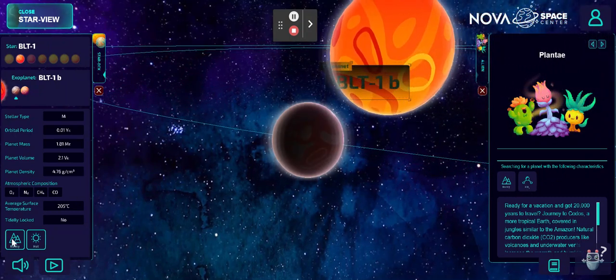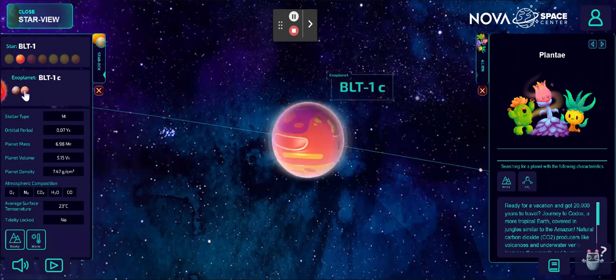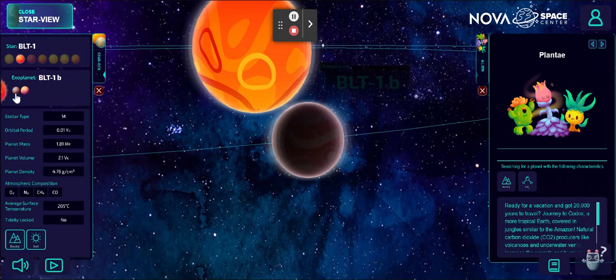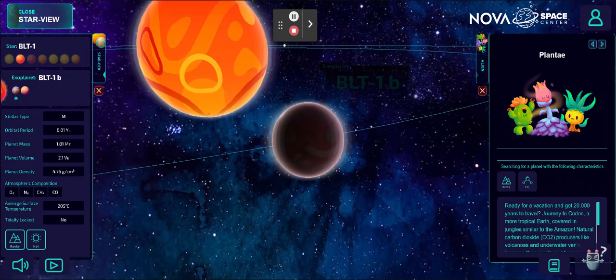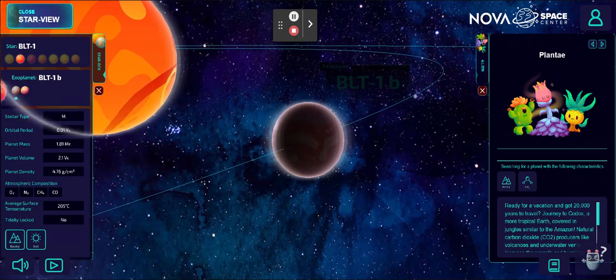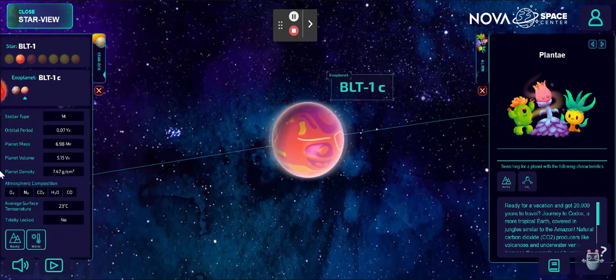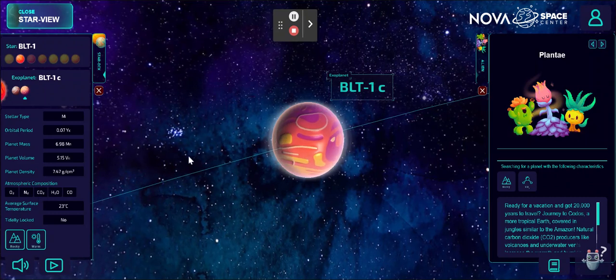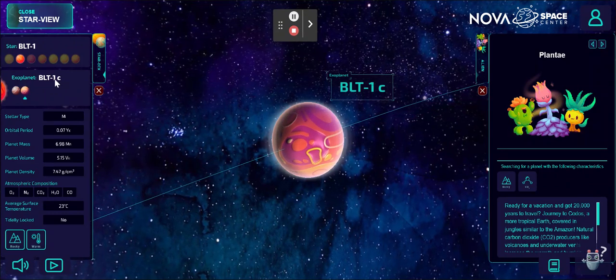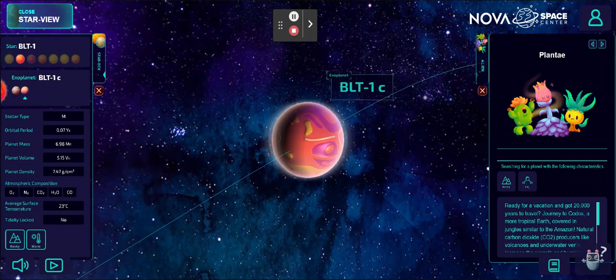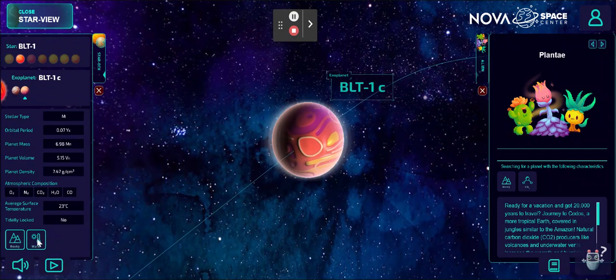So I look over here and I have rocky, okay, and then the second exoplanet also is rocky. So you want to note on your sheet that it needs rocky. But it doesn't look like there is any CO2 in that first one. But there is CO2 in the second one. So I would say that the BLT1C would be the correct exoplanet for this alien. And the temperature is warm.